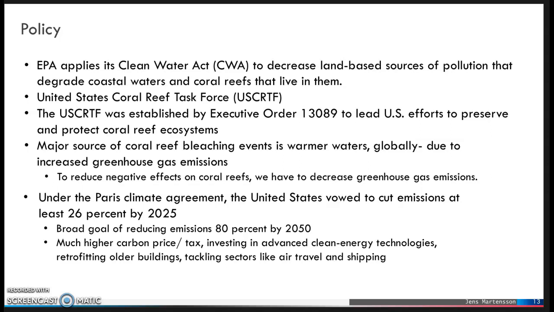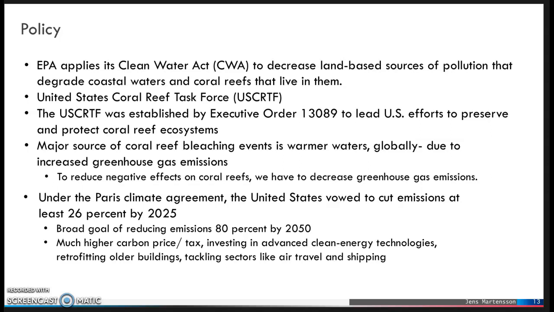So, as we know, the major source of coral reef bleaching is warmer ocean waters globally due to increased greenhouse gas emissions. We know that our oceans are large sinks of our carbon dioxide in warmer water. It kind of all goes hand in hand. To reduce negative effects on coral reefs, we have to decrease greenhouse gas emissions. So under the Paris Climate Agreement, the United States vowed to cut emissions at least by 26% by 2025, which is nearing pretty quickly. And hopefully we will achieve those goals now that we are back in it as a country. And the broad goal of reducing emissions by 80% by 2050.